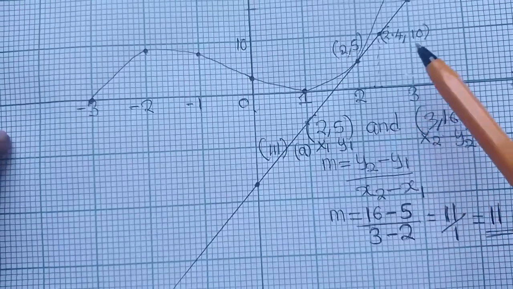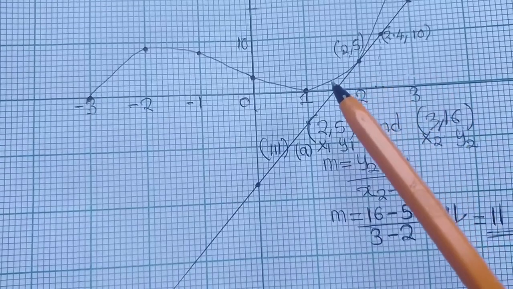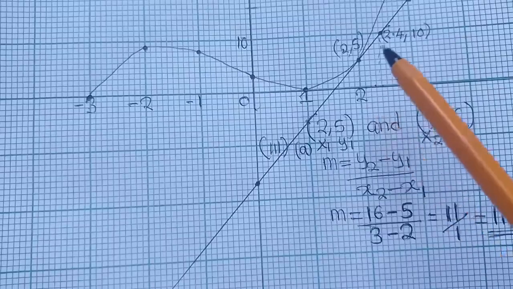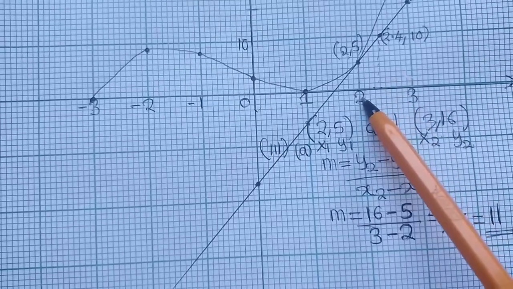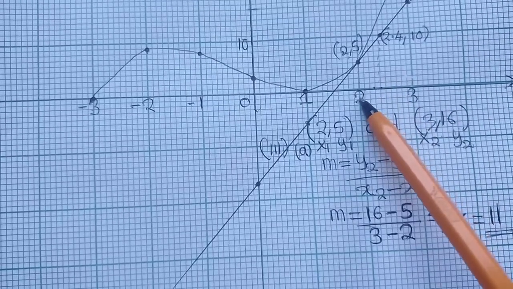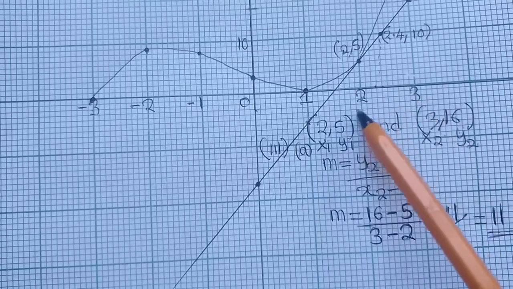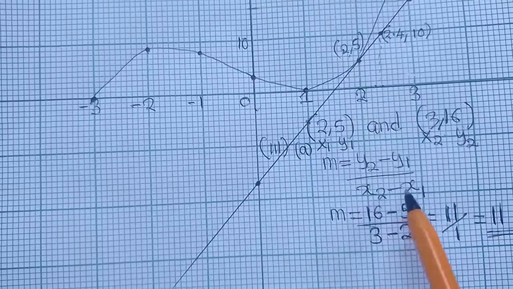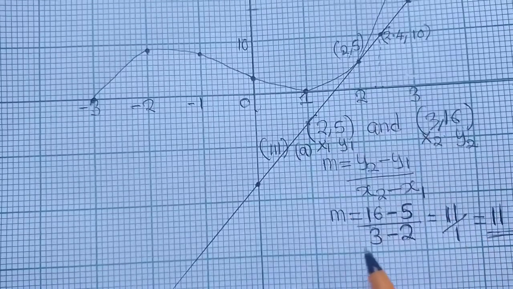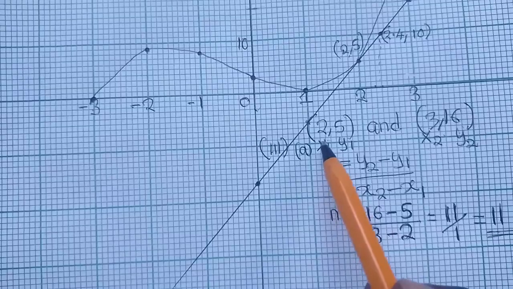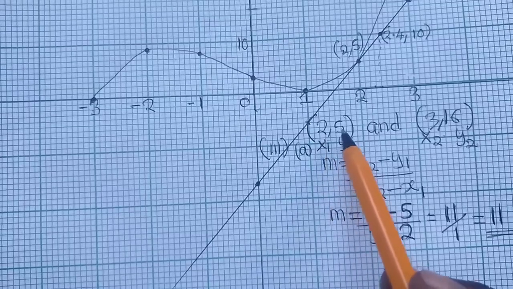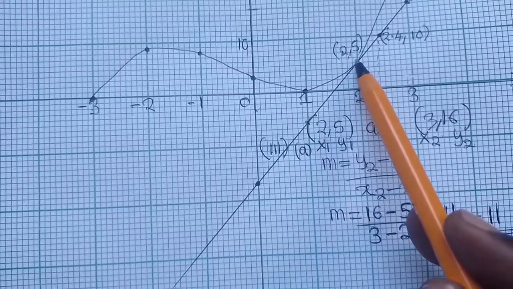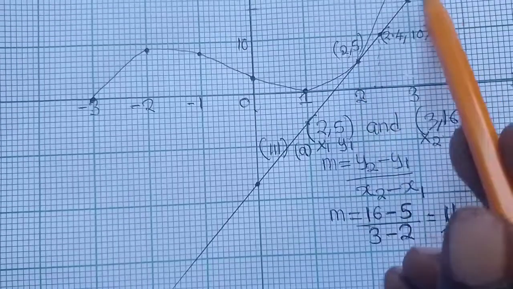So whenever you are told to find the gradient on the curve, you are going to be given one point like this. They will say at x is equal to 2. Sometimes they will say at 2,5. This is how questions will be coming, and this is the procedure that you are supposed to follow. You get these coordinates. It's not a mandate that you get this one, as long as you've put a tangent there.